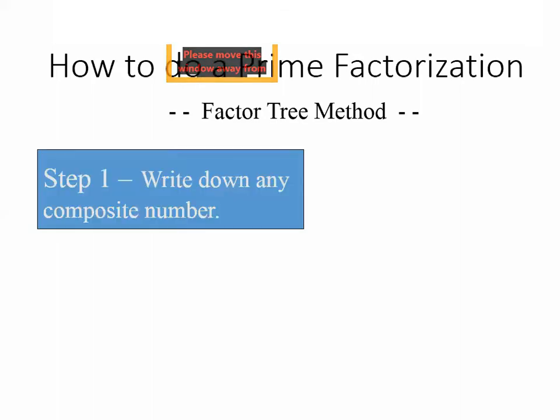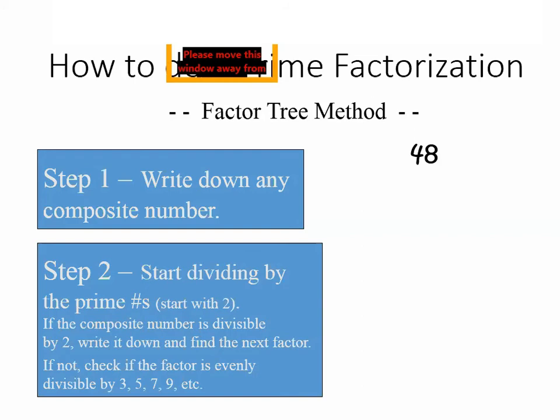Factor tree: write down any composite number. This is the first step of the factor tree method. First we write any composite number, like 48, and start dividing by prime numbers. Start with 2, the smallest prime number. So first we take 2.